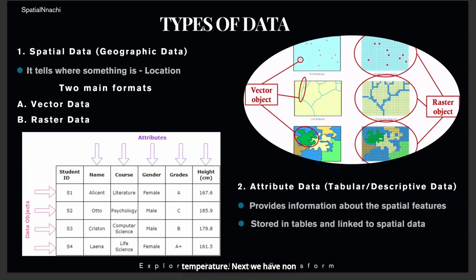Next, we have non-spatial data, also known as attribute data. This is the descriptive information that tells us more about our spatial features, like the population of a city or the name of a road. It's stored in tables and linked to the spatial data through a common identifier. So in summary, GIS brings together both location-based and descriptive data, allowing us to analyze not just where something is, but also what it is.